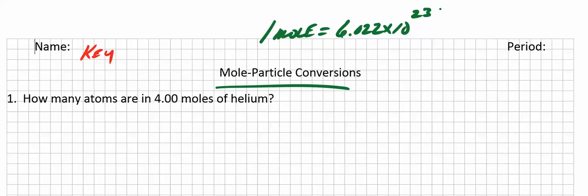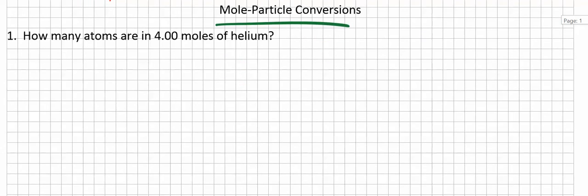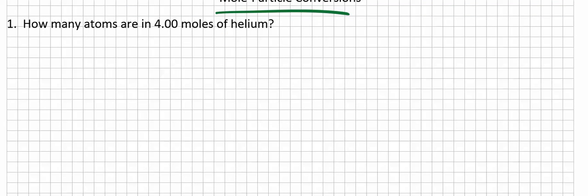Now let's talk a little bit about what we mean by particles. Well, a particle can mean anything we want it to mean. It can mean a pretzel or it can mean an elephant, but more than likely it's going to mean an atom or an ion or something very, very small. All right, so let's take a look at this first problem here. It says how many atoms are in 4.00 moles of helium?